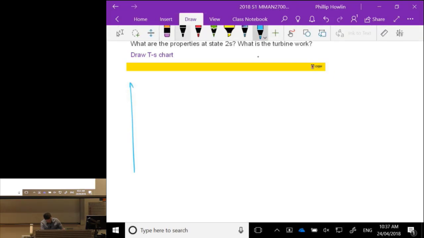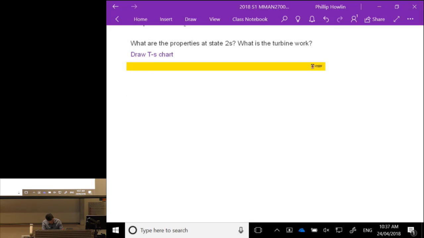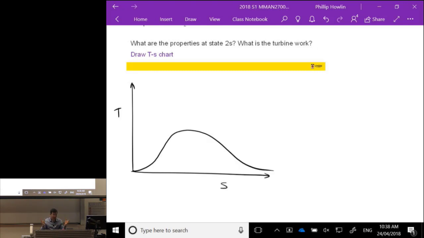Let's do black. TS chart. When you're dealing with a vapor, when you're dealing with a pure substance, you want to draw a vapor dome on any charts that you do. For lab T4, you'll be expected in your final report to draw a pH chart. It's a pressure enthalpy chart, okay? If it doesn't include a vapor dome, it's really tough to see what the process is. So include a vapor dome in your final report for lab T4.